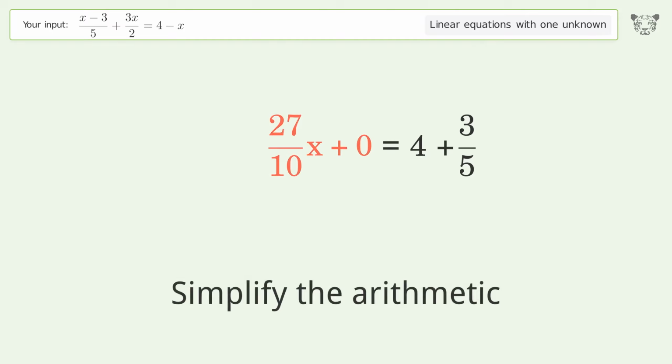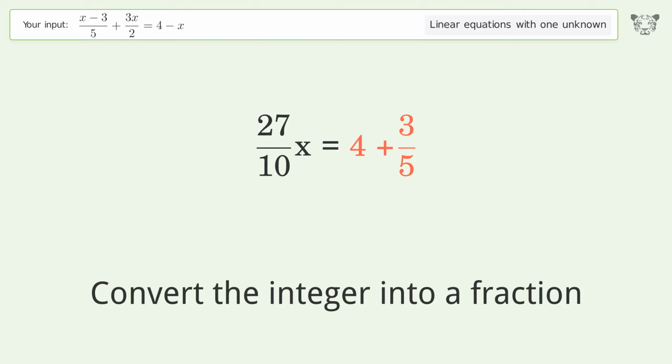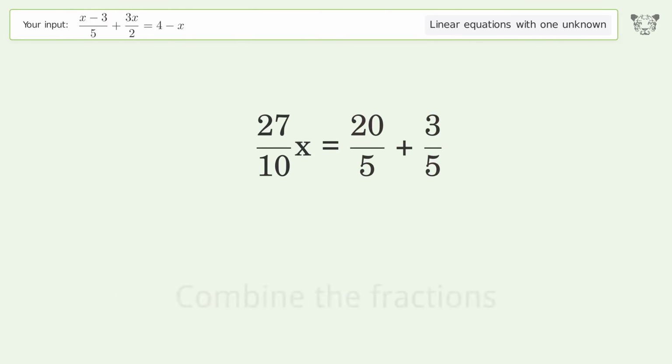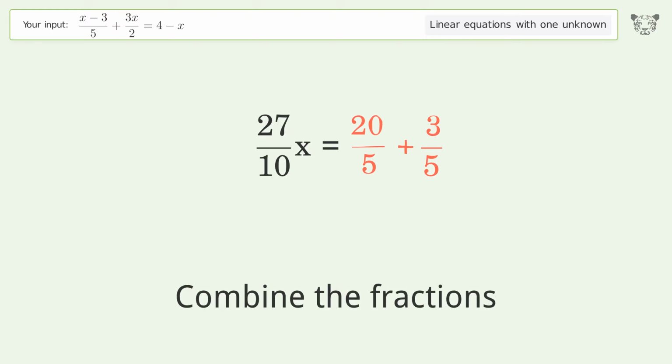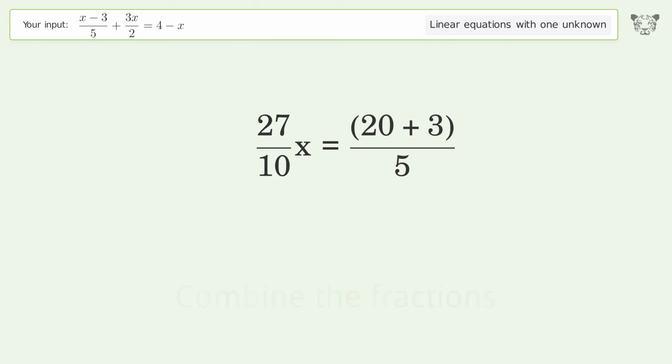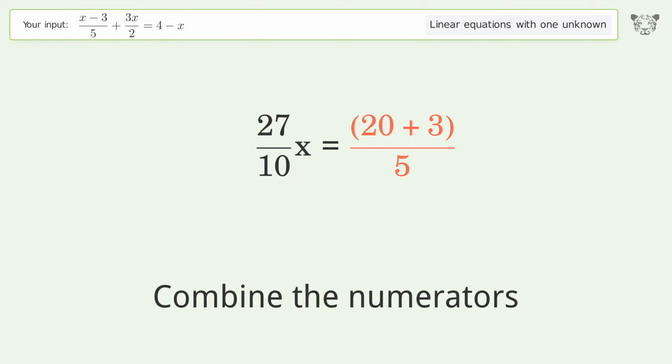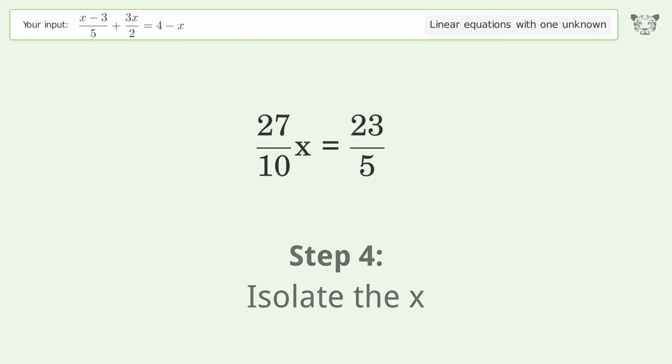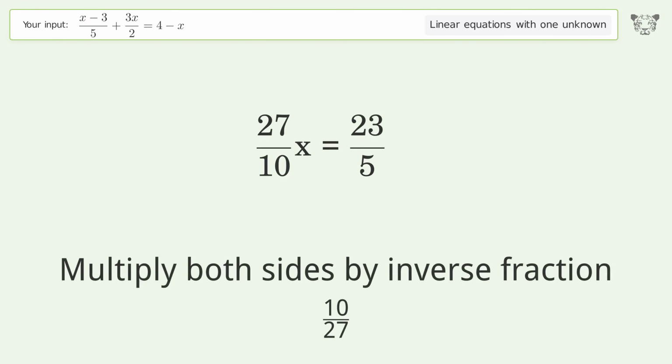Simplify the arithmetic. Convert the integer into a fraction. Combine the fractions. Combine the numerators. Isolate the x. Multiply both sides by inverse fraction 10/27.